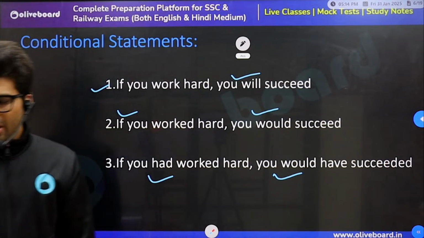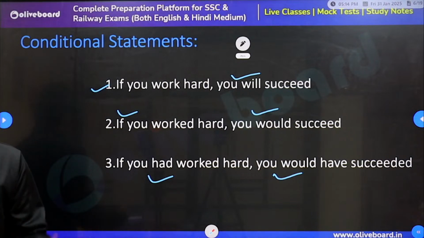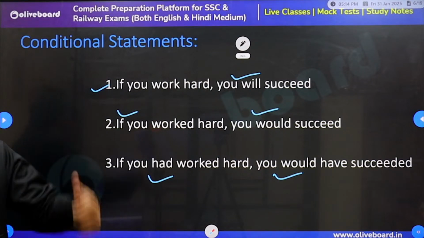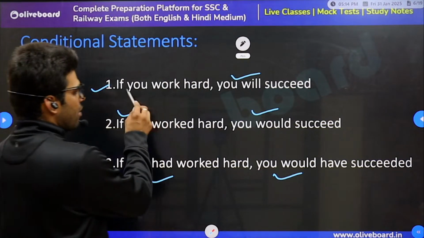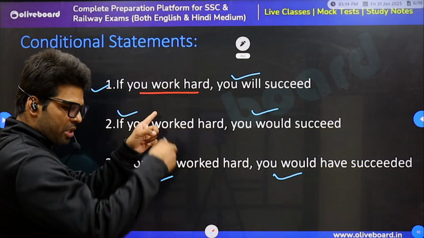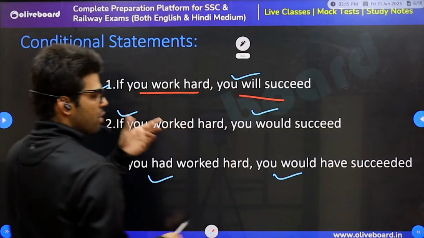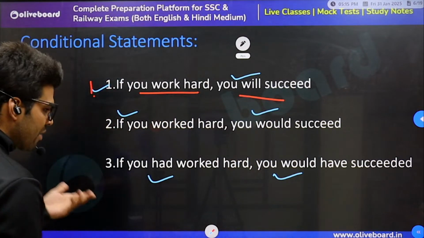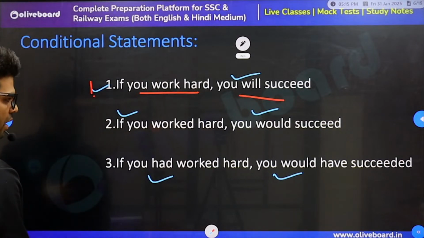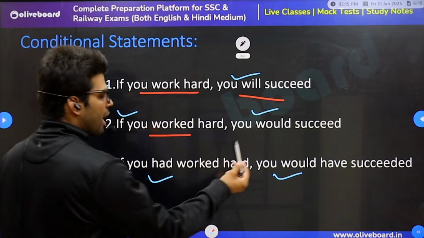Why should I mug up a rule? I can derive it myself. This is present tense, objections welcome. This is future, so that's the first conditional. I have derived, I have made it myself. This is past indefinite, and this is would.